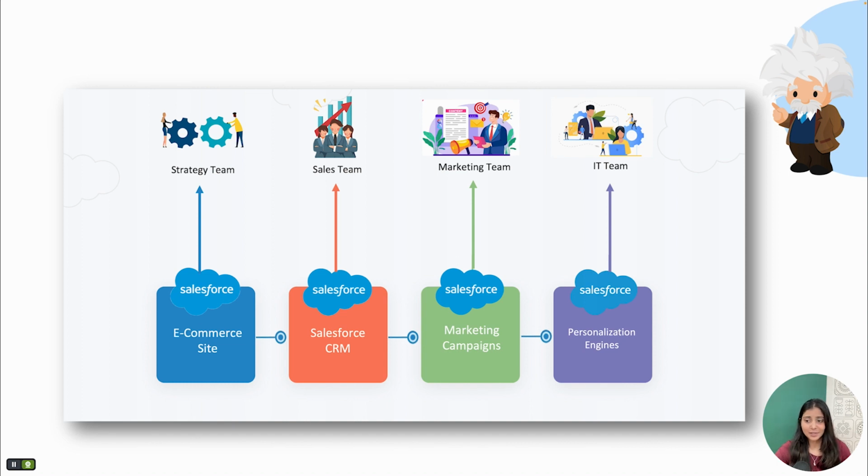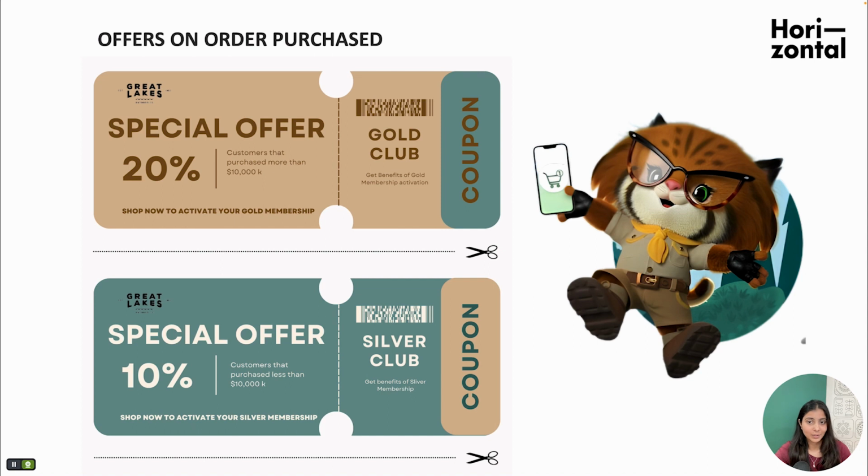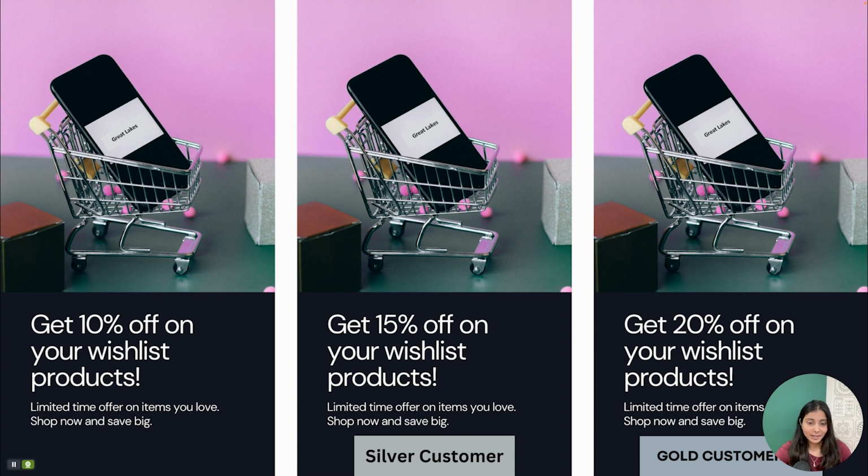So till that time everything was fine, but the twist comes when the marketing team of Great Lakes rolls out some amazing offers. The offer says that customers who made purchases of more than $10,000 will get a 20% discount on order purchase and a gold club membership. And the customers who made purchases of less than $10,000 will get a 10% discount and a silver club membership.